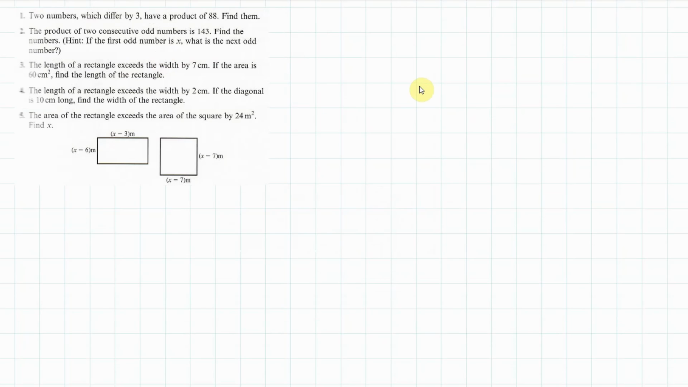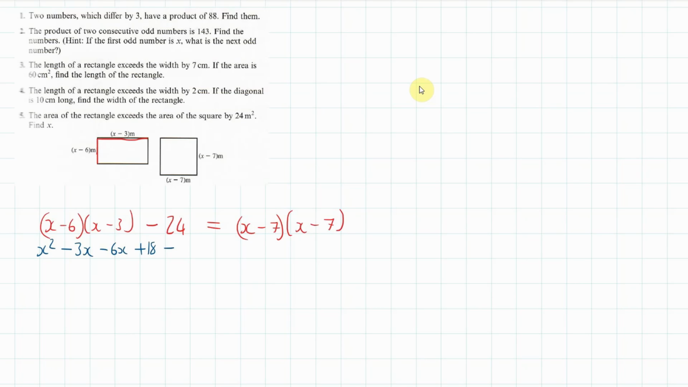Okay, so the area of the rectangle you can see is going to be x minus 6 times x minus 3, because we want to do this by that. If it exceeds the area of the square, that means it's greater than the area of the square by 24. So if we take away 24 from the area of the rectangle, then we should end up with the area of the square. Now the area of the square is x minus 7 times x minus 7. Now I'm going to use FOIL and go ahead and expand these. So x squared, O minus 3x, I inners minus 6x, L plus 18 minus 24.